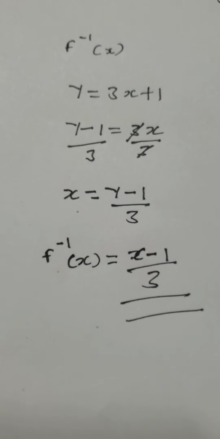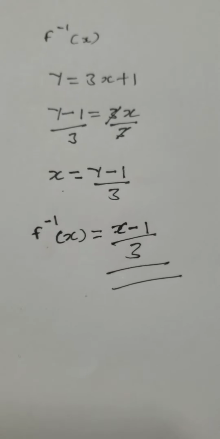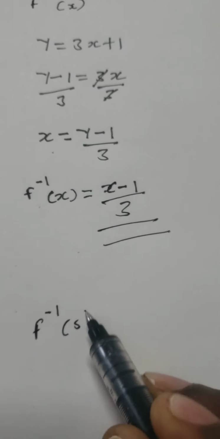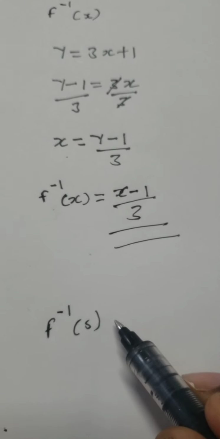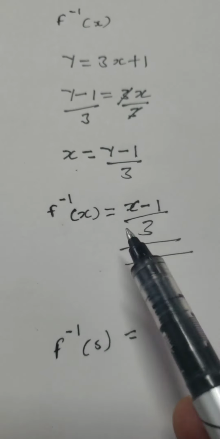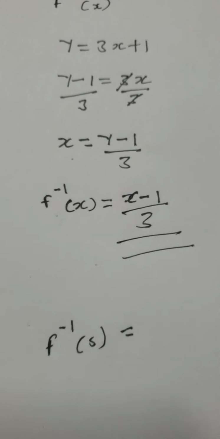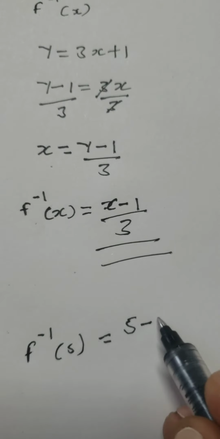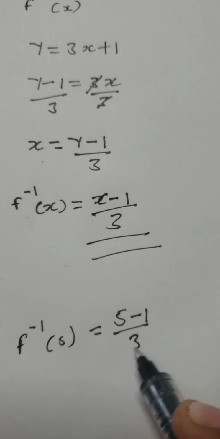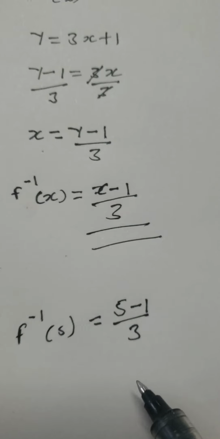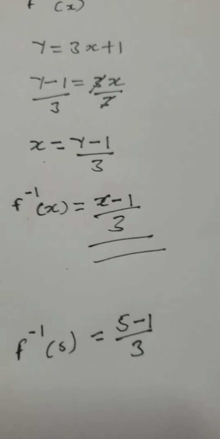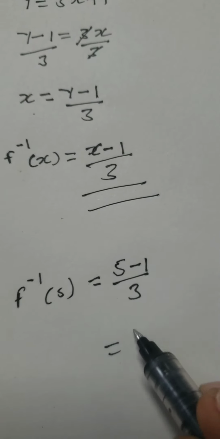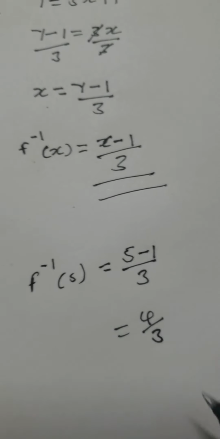Then the second question says we should find the inverse of 5, the inverse function of 5. So where there is x on that function, we just put 5. So it will be 5 minus 1 over 3. So our final answer will be 5 minus 1, we get 4, so we got 4 over 3.